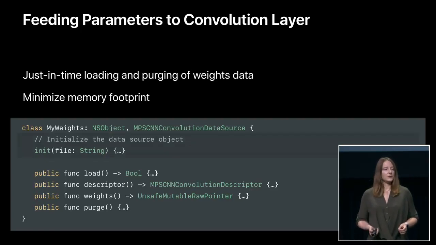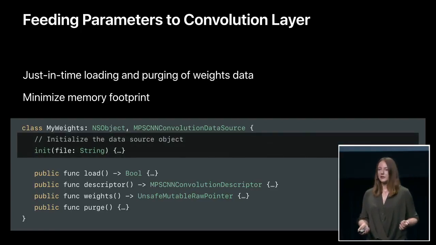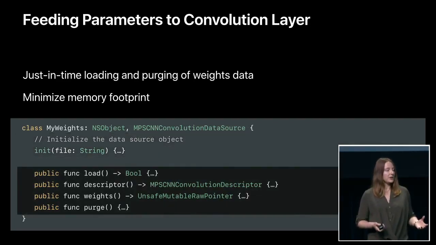What you have to do is implement this initialization method, which just knows where the data is, but doesn't actually load it. Then when the graph calls the load function, that alerts you that the weights need to be loaded. And when the purge function is called by the graph, then you can release the weights.